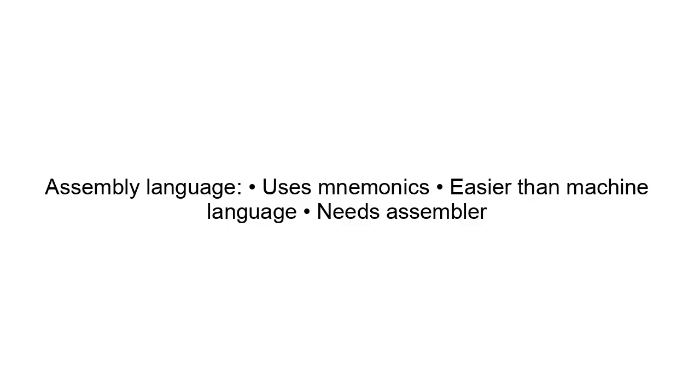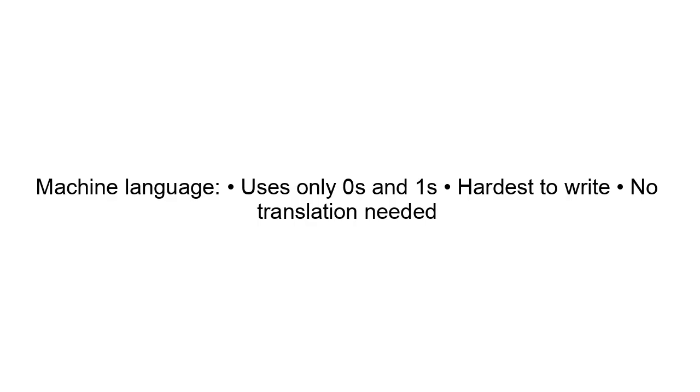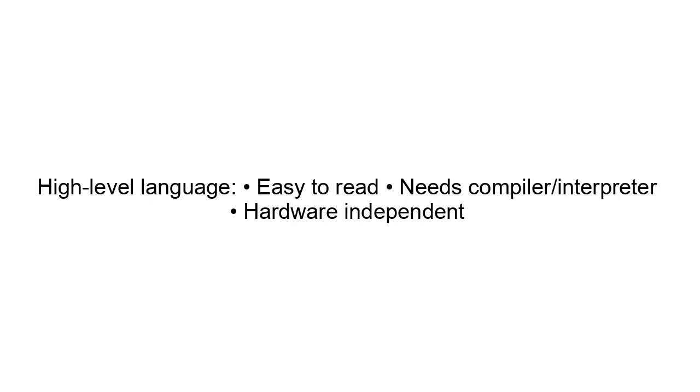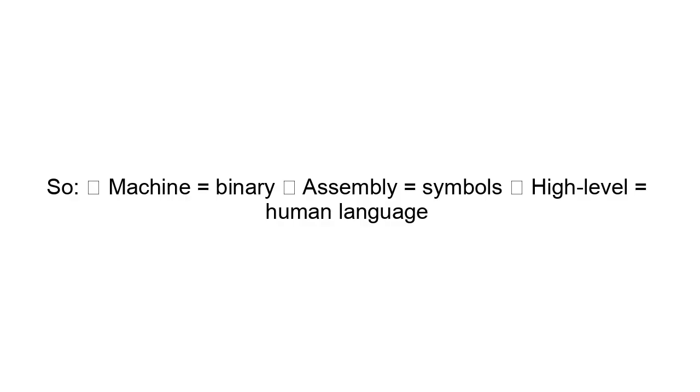Comparison with other language types. Assembly language uses mnemonics, easier than machine language, needs assembler. Machine language uses only zeros and ones. Hardest to write, no translation needed. High-level language, easy to read, needs compiler or interpreter. Hardware independent. So, machine equals binary. Assembly equals symbols. High-level equals human language.